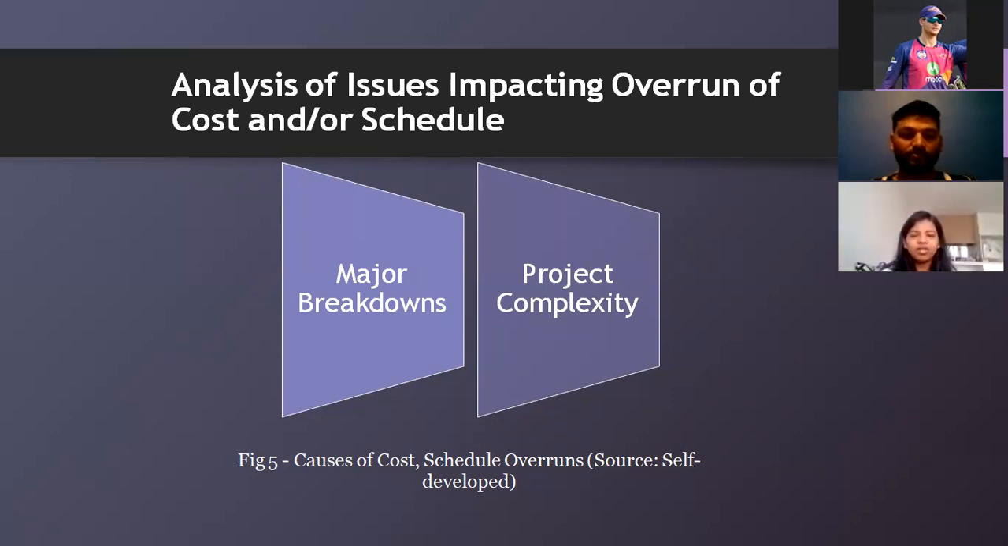Thank you, Nitin. Now I'll take forward the presentation. Coming to the analysis of issues impacting overrun of cost and schedule, there are four major reasons that explain why the overrun of cost and schedule happened. The first one is major breakdowns. There were two major breakdowns.